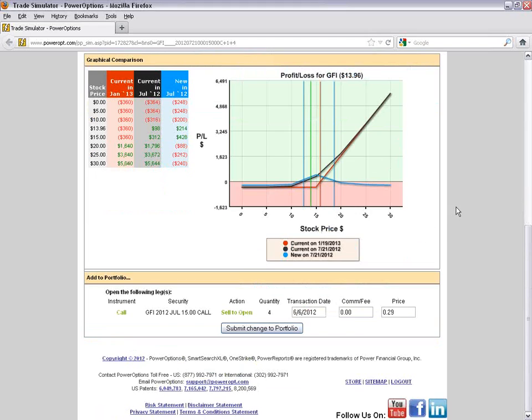And if you decided that this was the income method you want to use after you apply your SIGA model, you can just add it to your portfolio with one click, submit change to portfolio. Now when I go back into the portfolio, it would show me that I have those other married puts, and it would show me one collar with the GFI stock, GFI put, and this GFI short call with it.